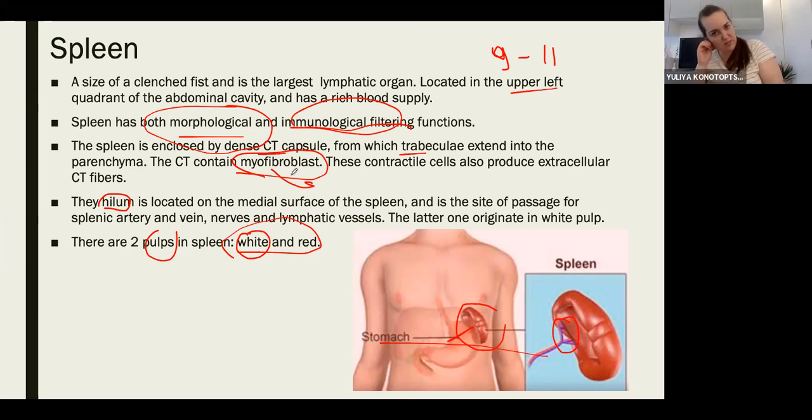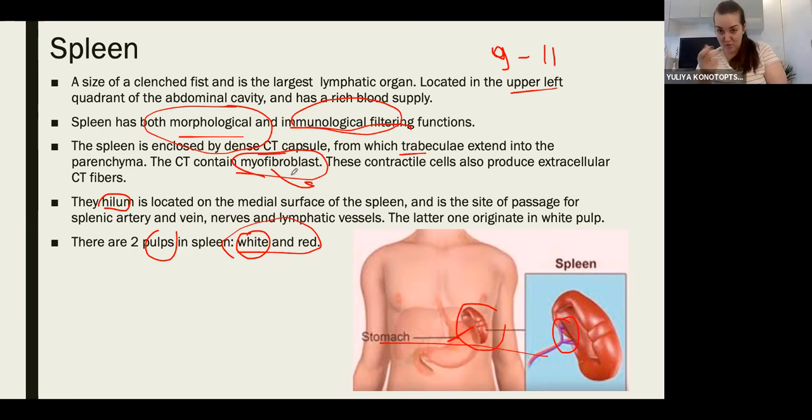In sickle cell anemia, you see that the spleen gets enlarged. Why? Because all of those sickle red blood cells have a very weird shape. They get stuck in the spleen. The spleen cannot just get rid of them, right? So you will need to remove the spleen.